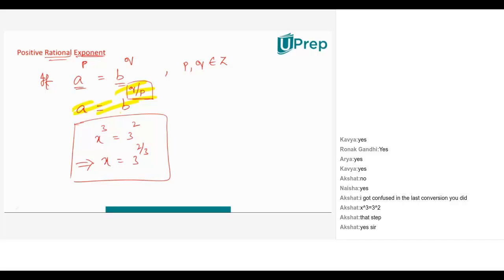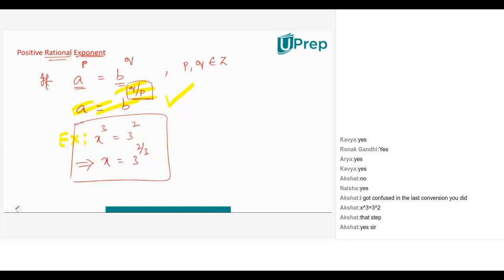If a power p is equal to b power q, are you okay with a is equal to b to the power of q by p? Are you okay with that point? Then what's the problem with this? This is a similar example. If x power 3 is equal to 3 power 2, I'm just giving an example. X to the power of 3 is equal to 3 to the power of 2, then x is equal to 3 to the power of 2 by 3, right? This 3, if it goes on that side, it will be in the power by 3, right?